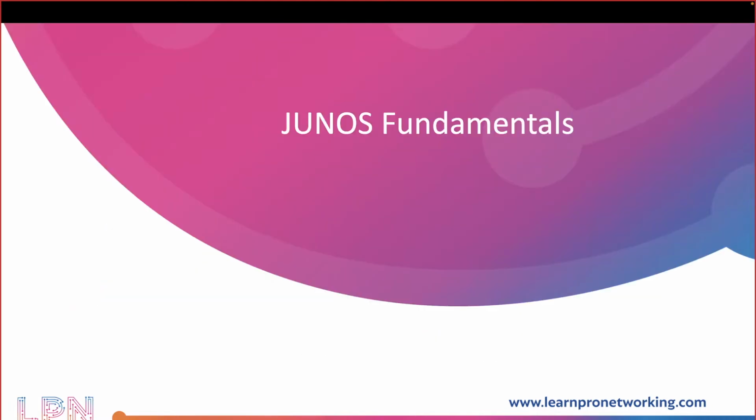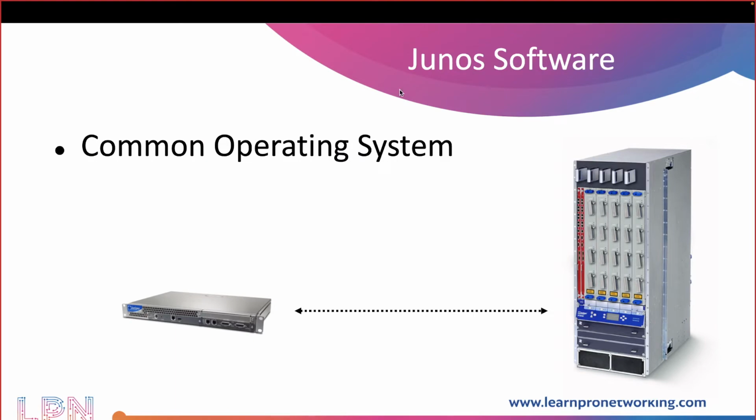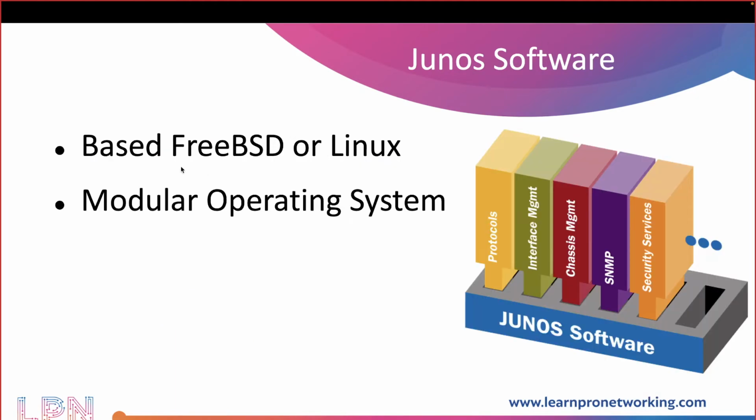Okay. Now let's get into the Junos fundamentals. From where did the Juniper operating system get built? So you have FreeBSD, right? So you have something called as what? FreeBSD or Linux. So the Juniper operating system software is based on FreeBSD or Linux. It is a modular operating system, in what way?